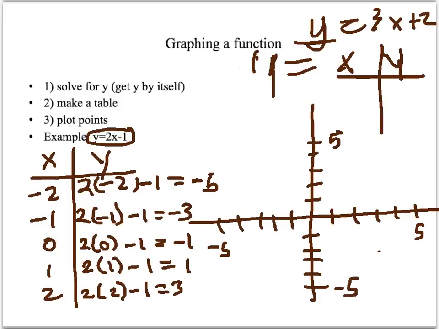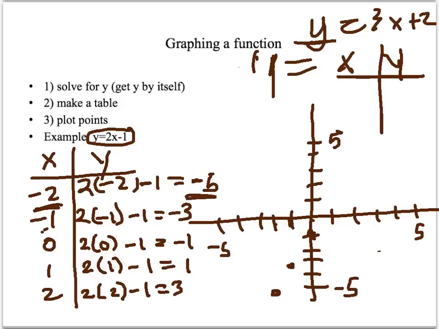All right, so my first point, when x is negative 2, y is negative 5. I go over 2, down 5, plot a point. When x is negative 1, y is negative 3, so I go over 1 and down 3. Notice I'm going in the negative direction for x and the negative direction for y right now, because those are my points. When x is 0, y is negative 1. So x is 0 is right here on the origin.